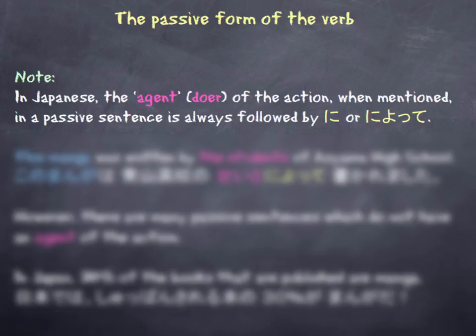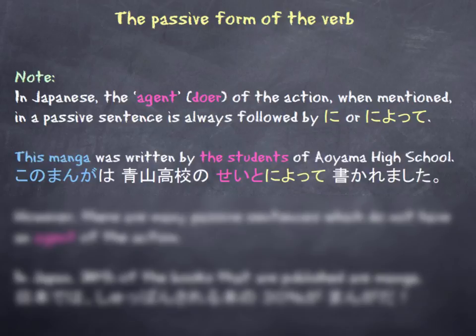For example, this manga was written by the students of Aoyama High School. この漫画は青山高校の生徒によって書かれました。So in this case, the doer of the action, which is the students, is followed by niyotte.